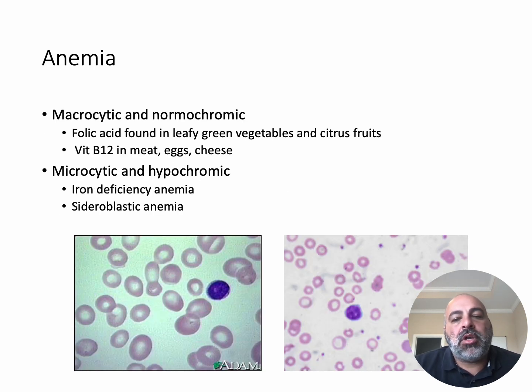Anemia. There's all kinds of anemia. All right. There is macrocytic, the cell is too large and not functioning properly. There is microcytic, it is tiny and not functioning properly. Normochromic means normal color. Hypochromic, it's lacking color.